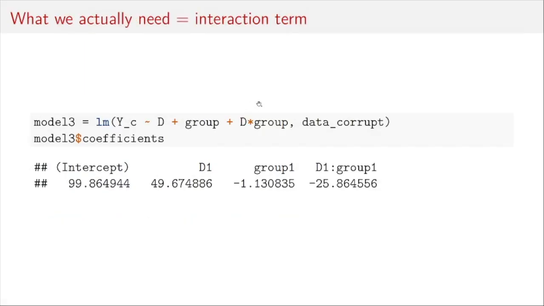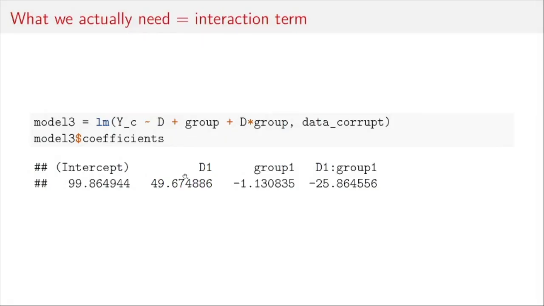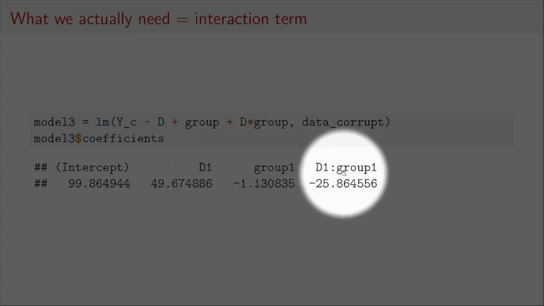Because what we need to add is the interaction term between the treatment dummy and the group dummy, right here. Once we account for the interaction term, the beta on our treatment dummy is 50, which is what we expected, and the beta on the interaction term is 25, which is the amount of money kept by the corrupt employee.